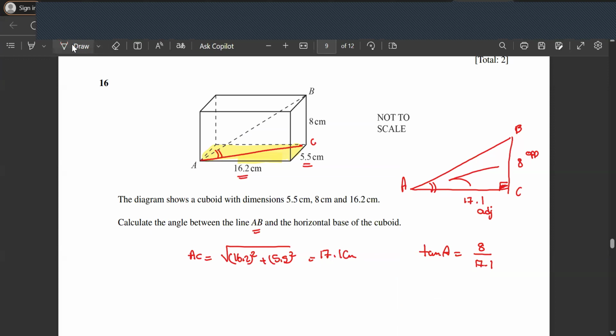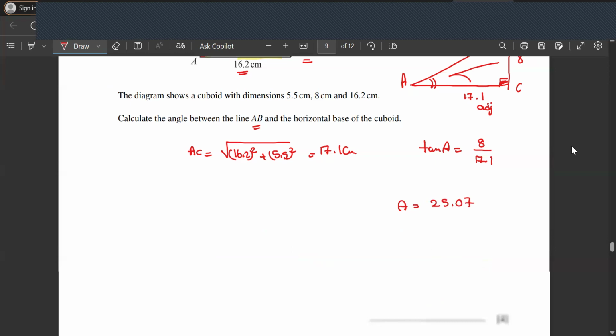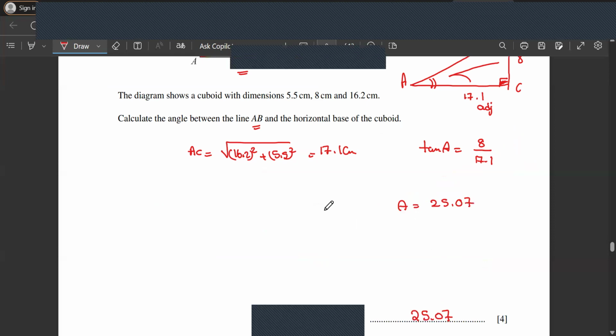What's happening? The angle equals 25.07. I can write here 25.07. You got it? Any problem? Okay.